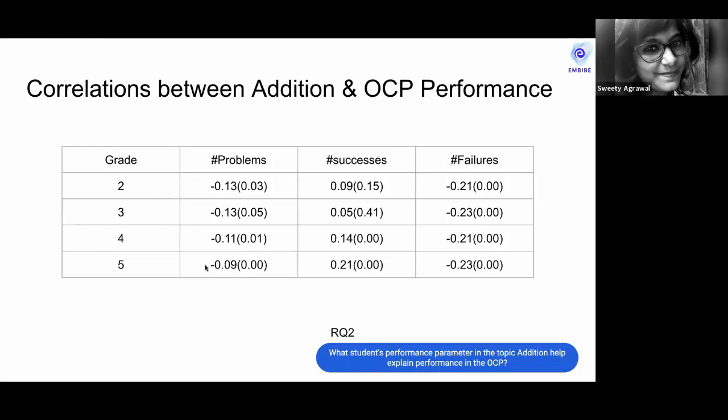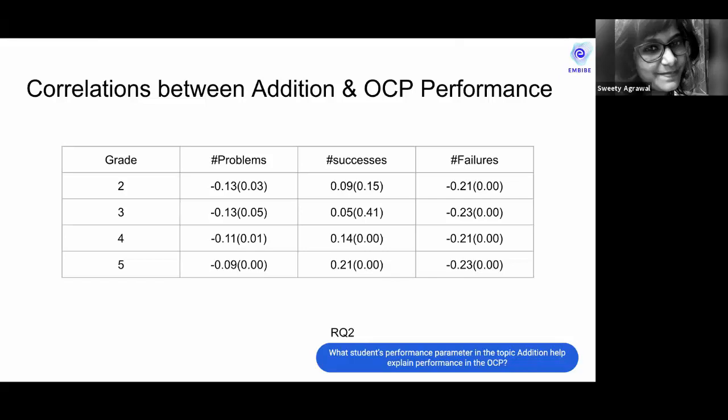And this table shows the correlation values. As we see, there is a negative correlation between the number of problems and the number of failures, which is significant, by the way, and the successes were also significant, but only for grades 4 and 5. For grades 2 and 3, the correlations were not significant. So we see that there might be factors, which is the performance in the addition, that could help us predict or understand the performance in the out of context problem.